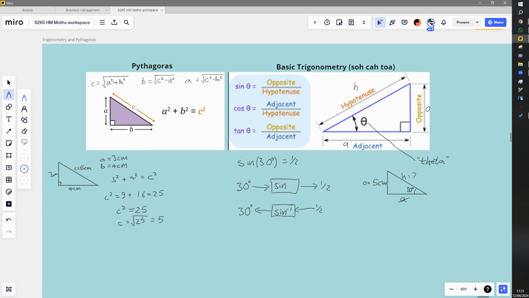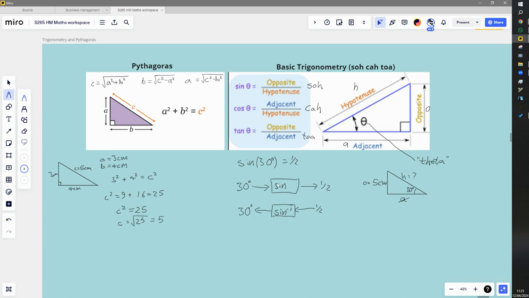So sine is equal to opposite over hypotenuse, SOH. This is where the SO comes from in SOHCAHTOA. CAH, this is the ka, and TOA, this is the TOA. So SOHCAHTOA is just a way of helping you to remember the formulae. Okay, so sine theta is equal to opposite over hypotenuse, cos theta is equal to adjacent over hypotenuse, ka, and tan theta is equal to opposite over adjacent, TOA.